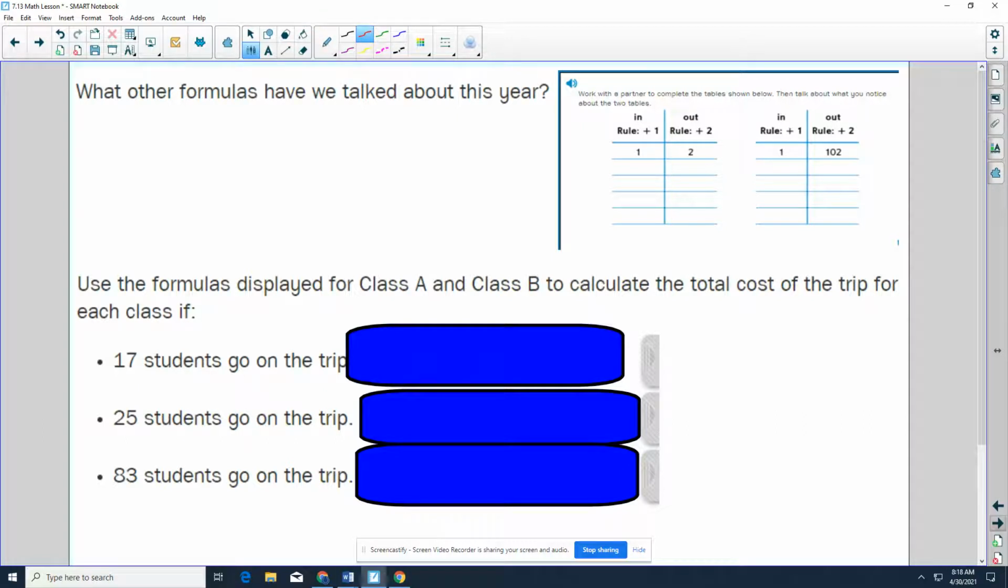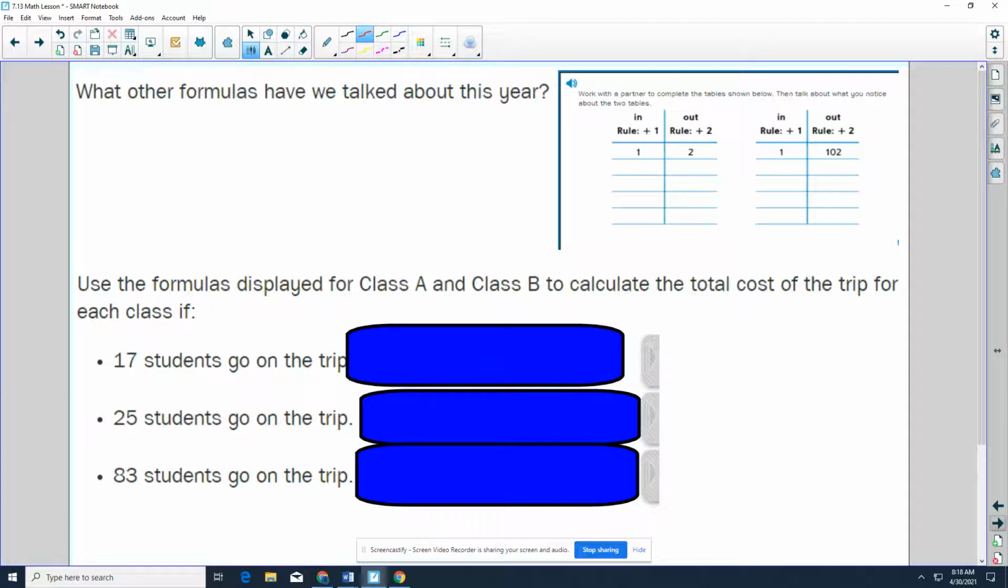Now, what other formulas have we talked about this year? So think about, we talked about the formula for volume, so length times width times height. You could do base times height. We've talked about area, where you could do length times width. We've talked about perimeter somewhat, where you could add up all the sides, or you could do the length times 2 and the width times 2. So just think about it. Is there any other formulas or any other methods or algorithm formulas you could think of there?